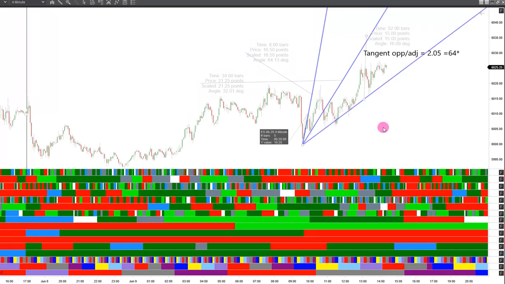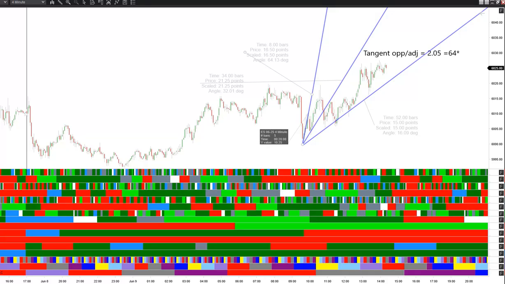Now we can take half that angle again, which is our 16-degree angle right here, and that becomes the angle of support for this move, and we bang off of it 4 different times, and it's still holding in the current time period. There's another little tweak we can do to get a different look at this, and that is just to change the scaling on the angle.